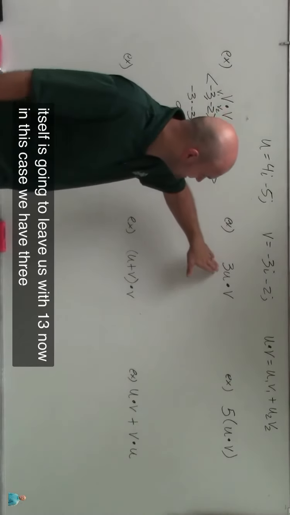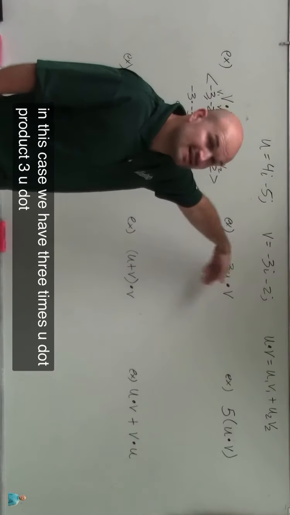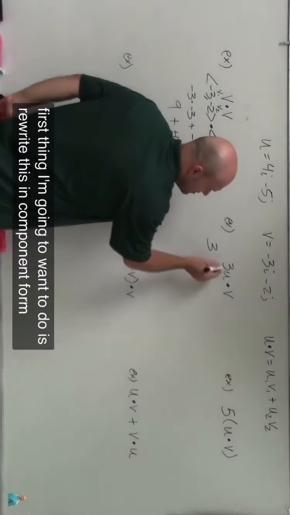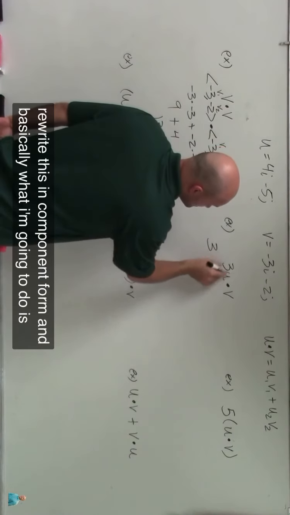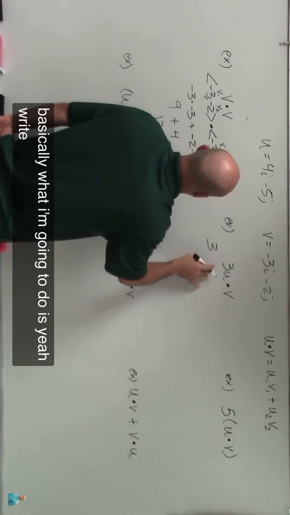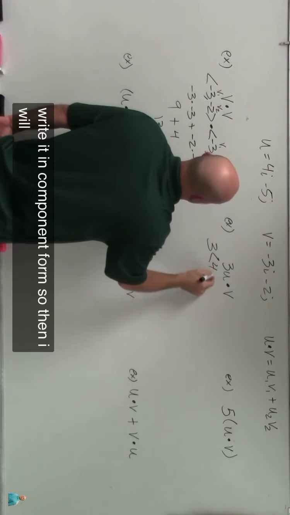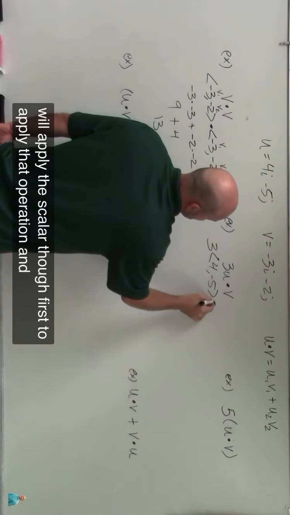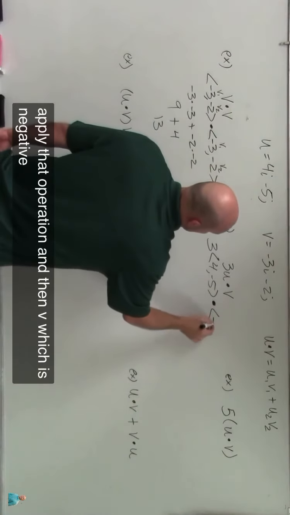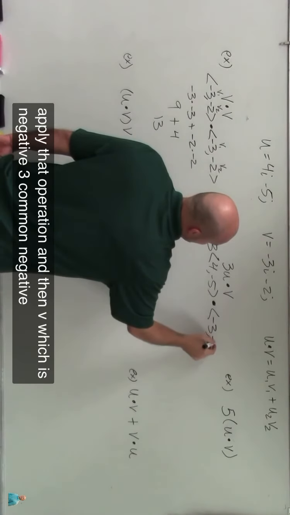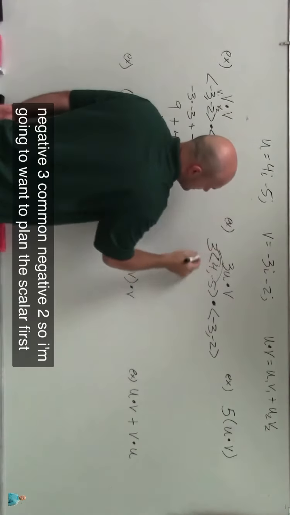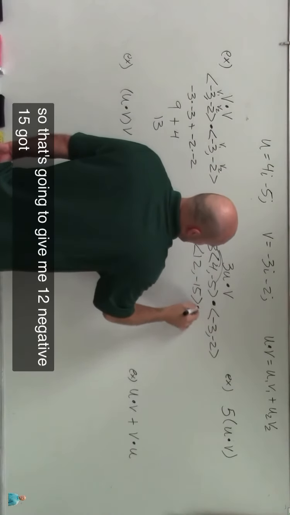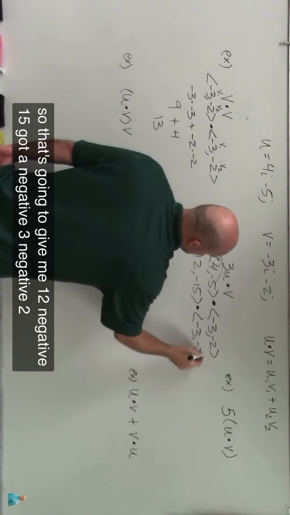Now, in this case, we have 3u dot product with v. The first thing I'm going to want to do is rewrite this in component form. So I will apply the scalar first to apply that operation, and then v, which is negative 3, comma negative 2. So that's going to give me 12, negative 15, dot negative 3, negative 2.